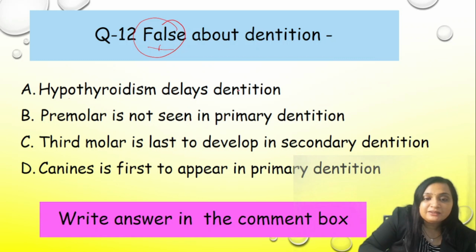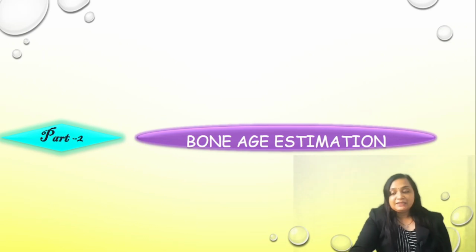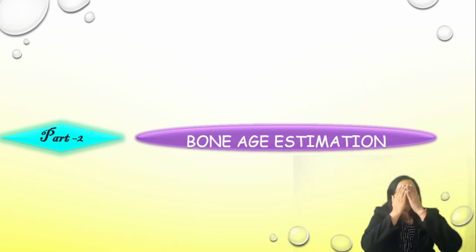A. Hypothyroidism delays the dentition. B. Premolar is not seen in primary dentition. C. Third molar is last to develop in secondary dentition. D. Canine is first to appear in primary dentition. That concludes part 1, dentition.